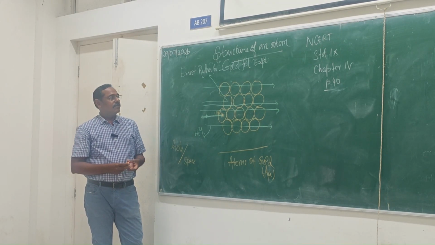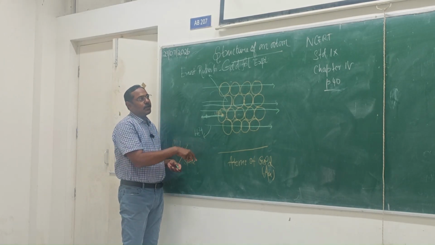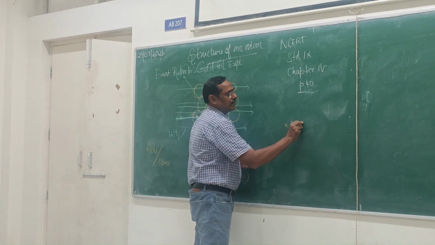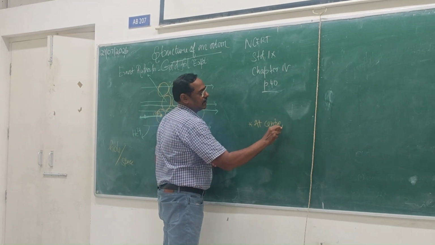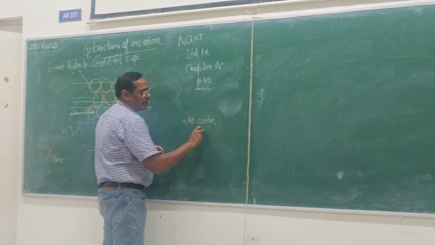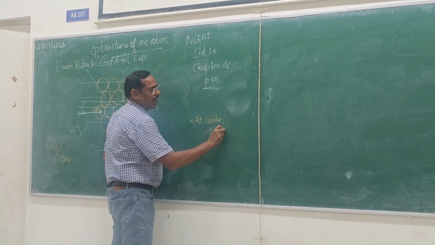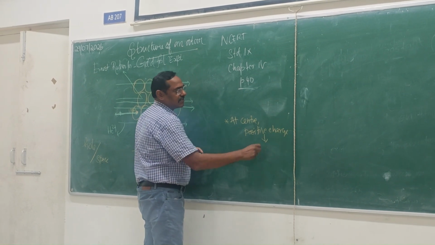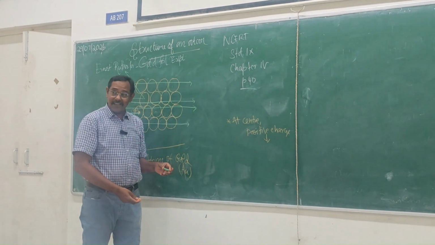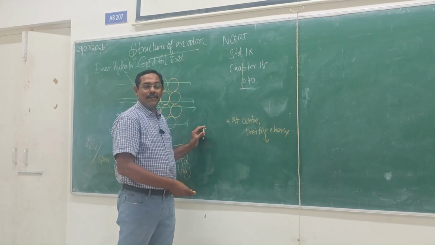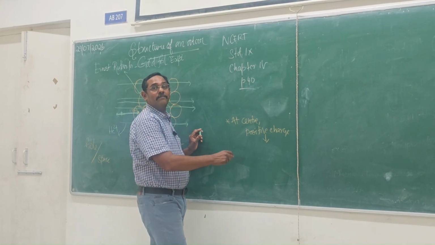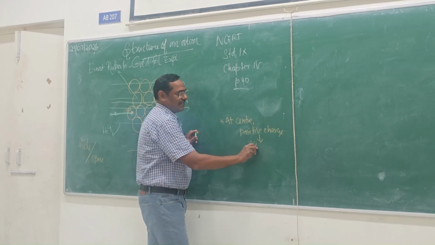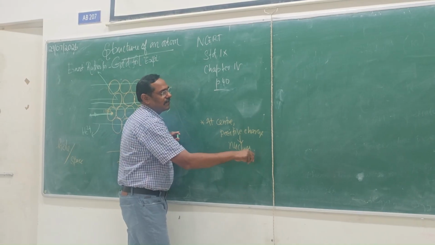Okay, so based on this only Rutherford said that at the center you have a positive charge, and that is named as neutron. Hmm? Not proton. Nucleus. This is named as nucleus.